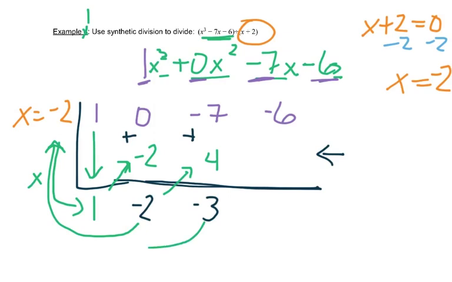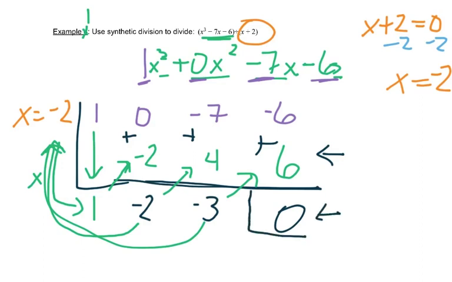Then we repeat it. We take that negative 3 times that number out in front, negative 2. Negative 3 times negative 2 is positive 6, so we write that in that next spot. And then we add those together, and we get 0 here. So now let's talk about what we end up with now that we're out of spots, okay? This last number right here is a remainder. Okay? And that's going to be important in different situations. We'll see that in the next few examples.